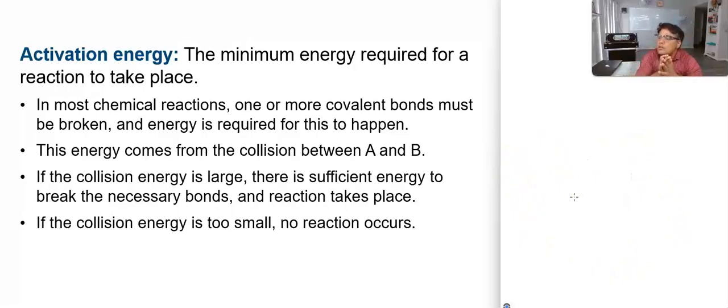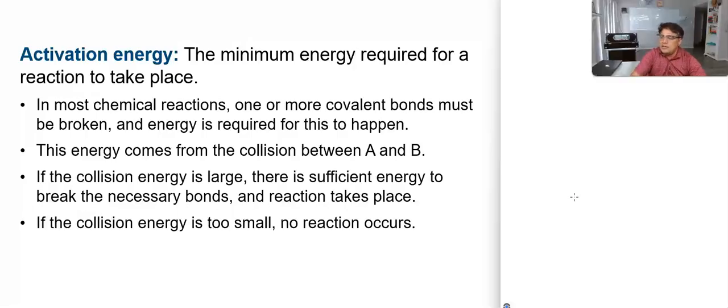To break a bond you need some energy, and to form a bond you either consume or produce energy. This energy comes from the collision between A and B. The covalent bond must be broken, and energy is required for this to happen. Whether the bond should break or form, you need energy, and that energy comes from the collision. The collision happens because the particles have kinetic energy. If the collision energy is large, there is sufficient energy to break the necessary bonds and the reaction takes place.